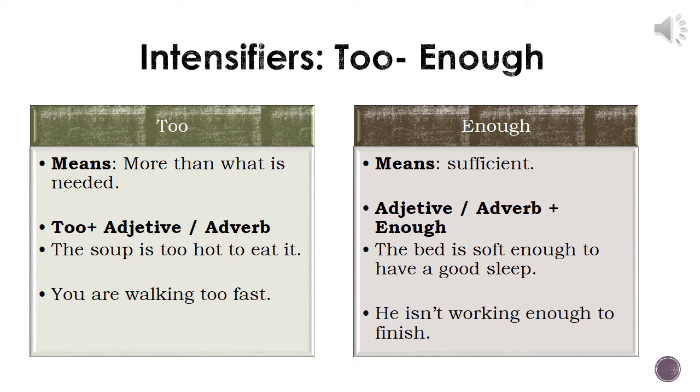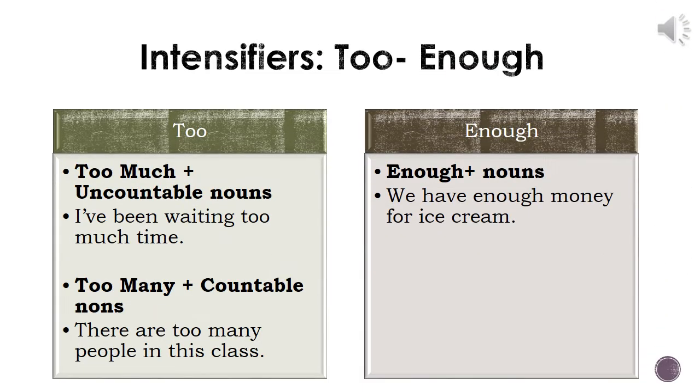Enough. It means sufficient. Suficiente. It goes with an adjective and adverb before the word enough. For example, the bed is soft enough to have a good sleep. He isn't working enough to finish. So as we can see in the examples, we have the adjectives and adverbs before the word enough. The intensifiers too and enough.